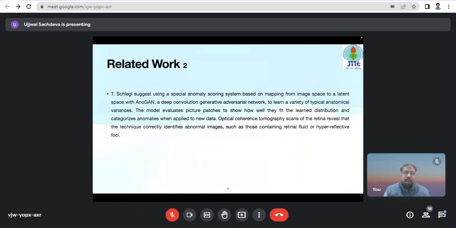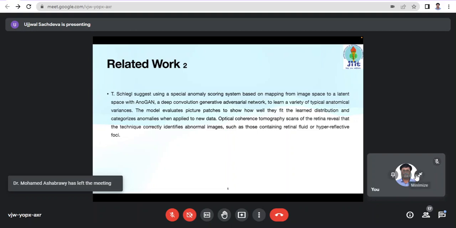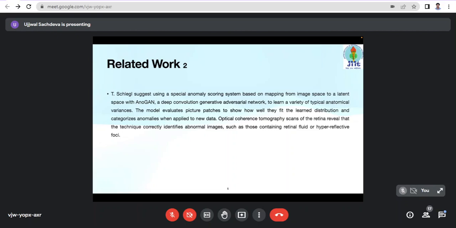Author T. Schlegl suggested using a special anomaly scoring system based on mapping from image space to a latent space with AnoGAN, a deep convolutional generative adversarial network, to learn a variety of typical anatomical variances. The model evaluates image patches to show how well they fit the learned distribution and categorizes anomalies when applied to new data. Optical coherence tomography scans of the retina reveal that the technique correctly identifies abnormal images, such as those containing retinal fluid or hyperreflective foci.